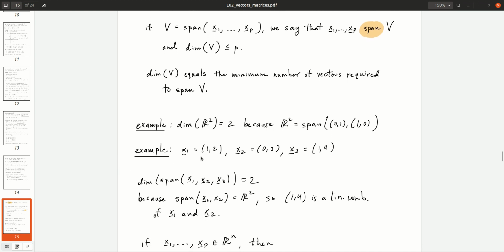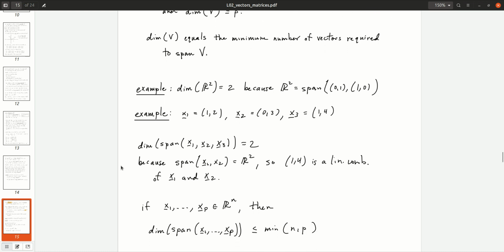Another example: x1, x2, x3 are (1,2), (0,3), (1,4). The dimension of the span of this set of vectors has to be 2 because the span of x1, x2 is R2, and so (1,4) has to be a linear combination of x1 and x2, so we can kick it out, and the dimension has to be 2.